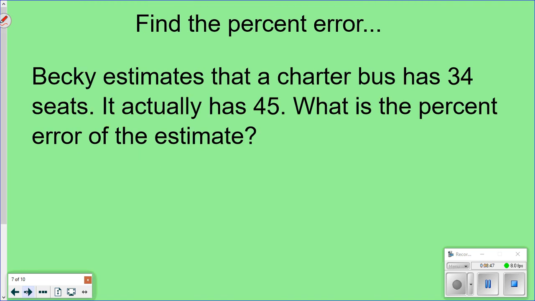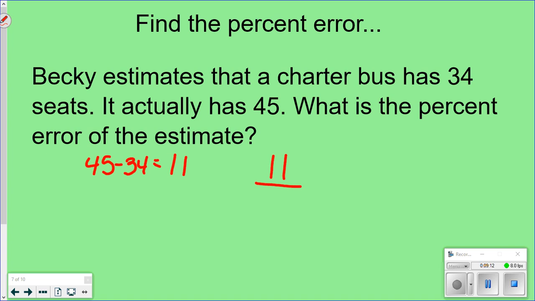If Becky estimates that a charter bus has 34 seats, and it actually has 45, what's the percent of error in this estimate? Meaning, how much percent was she off in her guess? So first, we're going to find the difference. We're going to take 45 minus 34. She had estimated 34, and it was really 45. She was off by 11 seats. Okay, so that's going to be my top number.